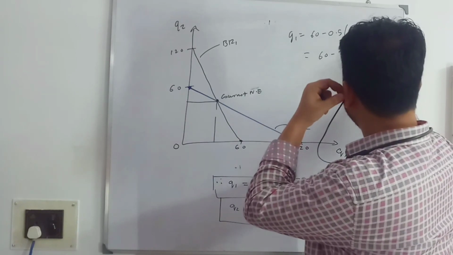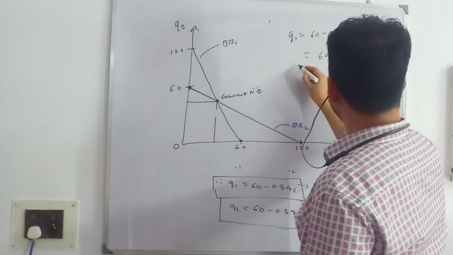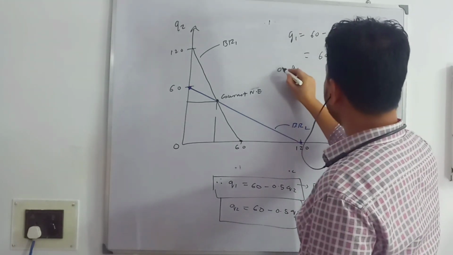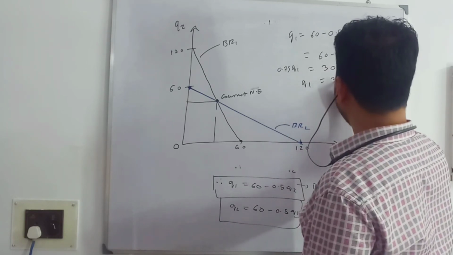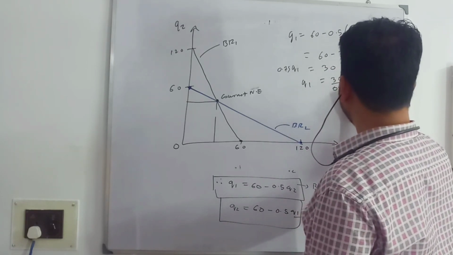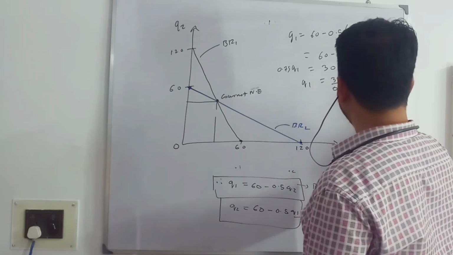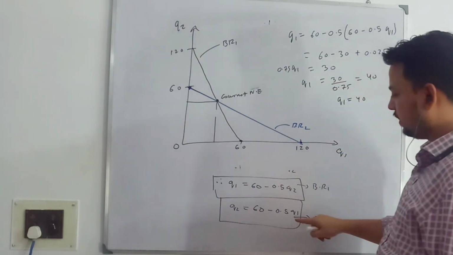Minus plus, this will be plus. Because minus plus. So you will be having Q1 minus 0.75 equal to 30. So Q1 equal to 30 over 0.75, that is 40. So Q1 equal to 40. Finish the value of Q1 here.